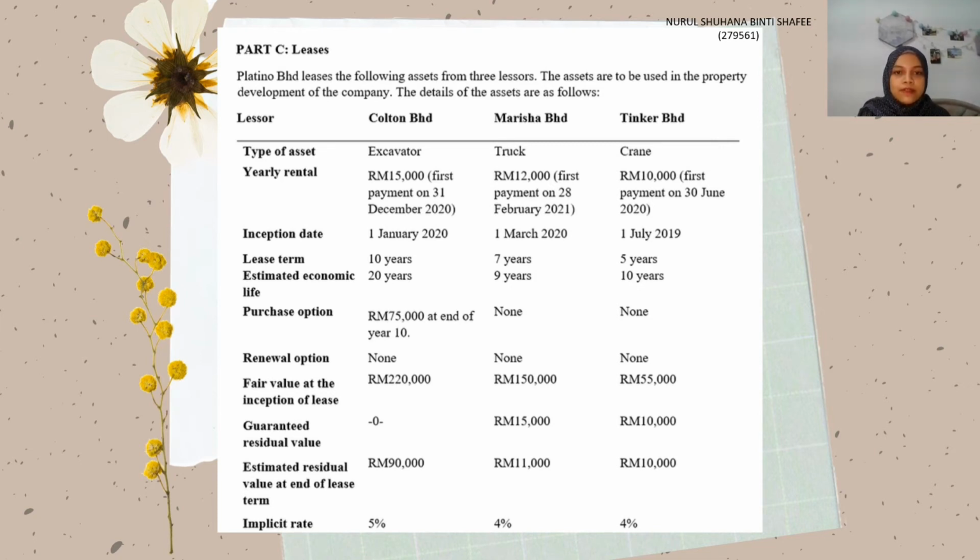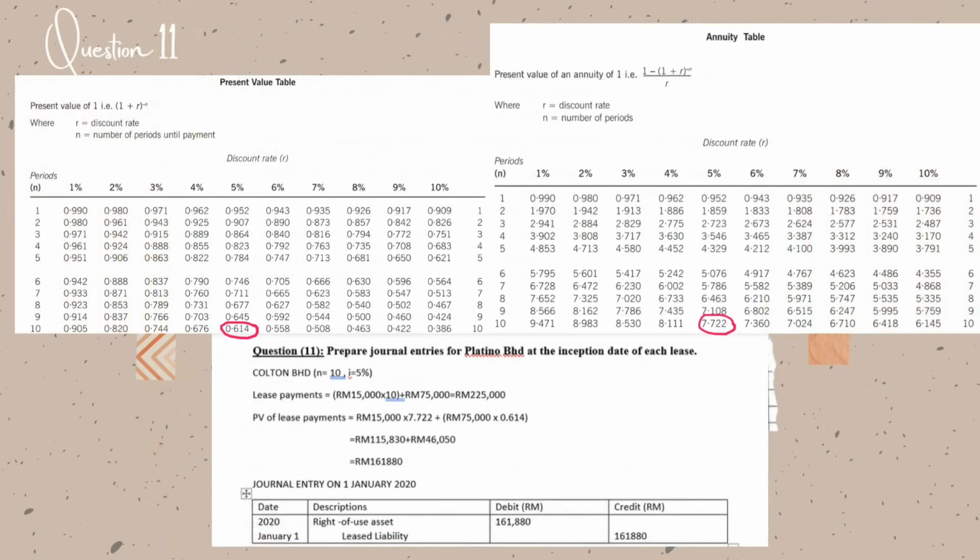I'm going to talk about CC3 in part C, which is leases in number 11 and 12. Based on the question, the lessee here refers to Platino Berhad, while the lessors are Colton Berhad, Marisha Berhad, and Tinker Berhad. Based on question 11, we must prepare the journal entry for Platino Berhad at the inception date of each lease.